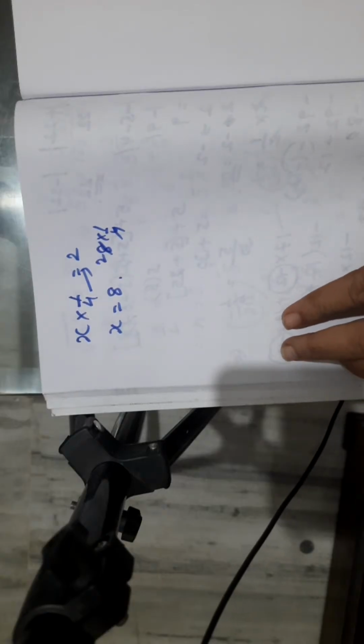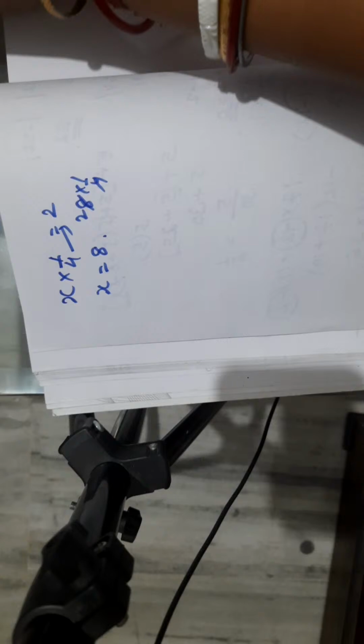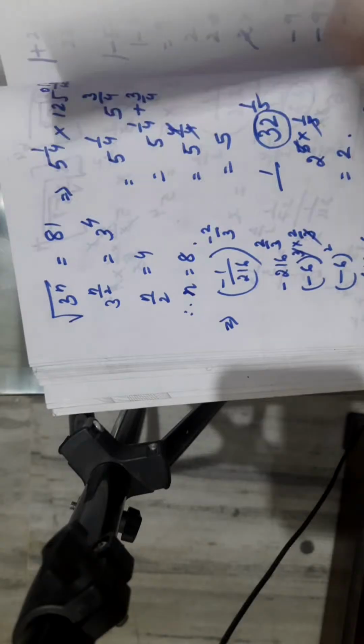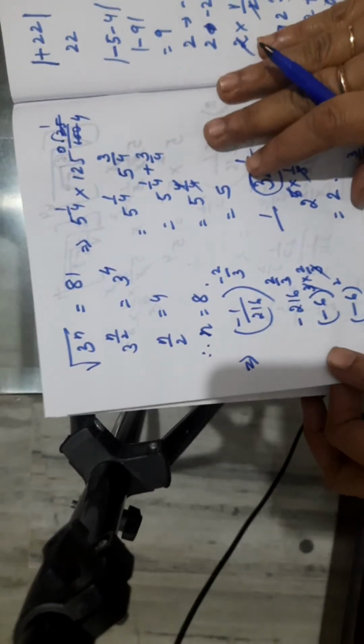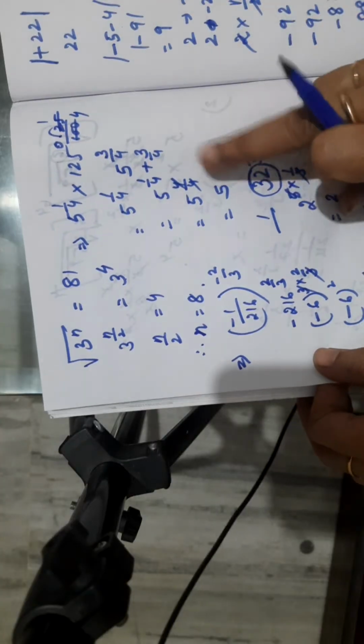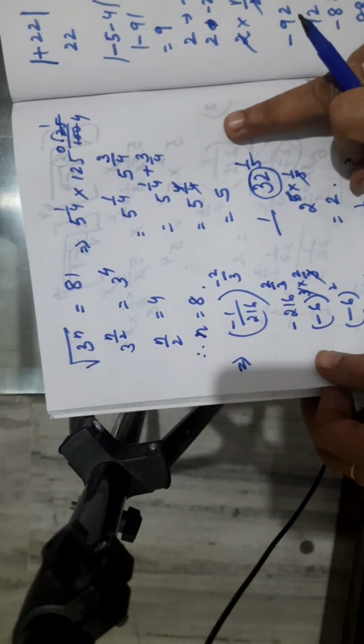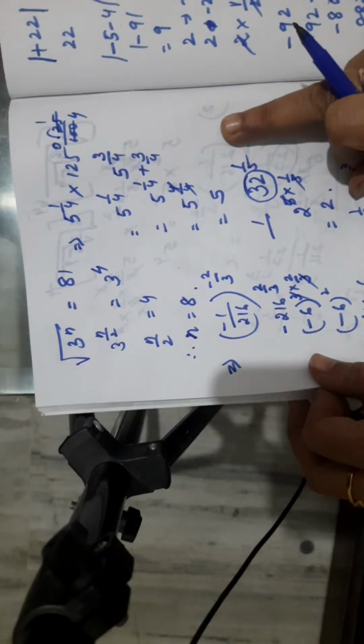Paper number 75, 9th question, 10th question. Okay, 1 minute, I'll open it. 75, 9th and 10th, already explained. The 9th question is already explained. This one, 9th question. Okay.